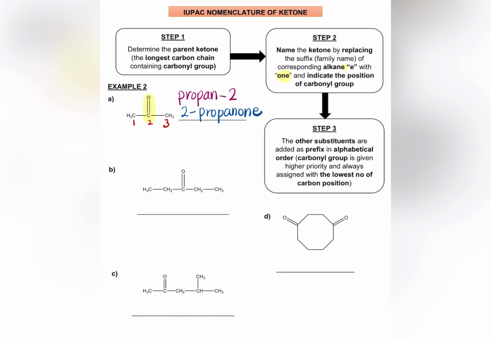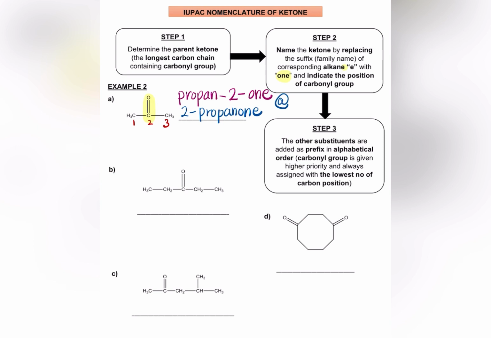So it will be propan-2-one. So this is where you separate the numbering and the family name. Whichever one that you prefer with, both of these are acceptable. Next one, we go to the second structure, B.